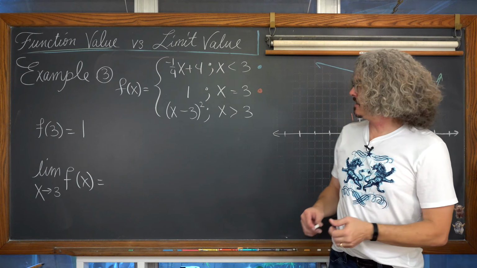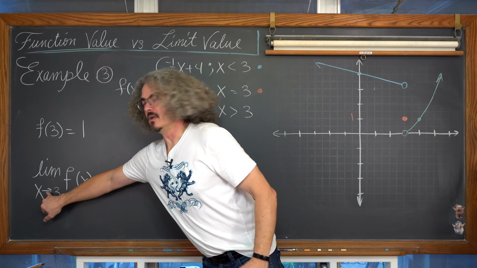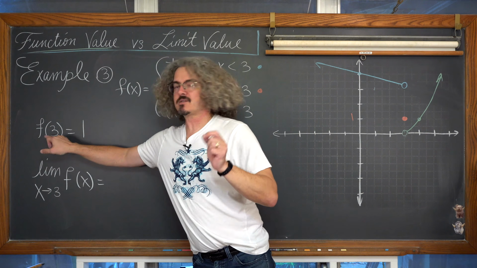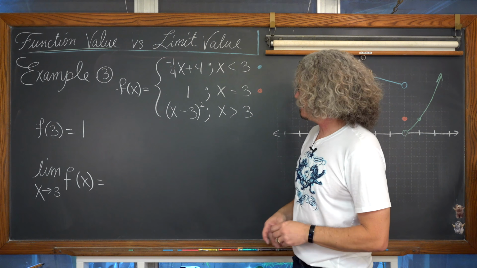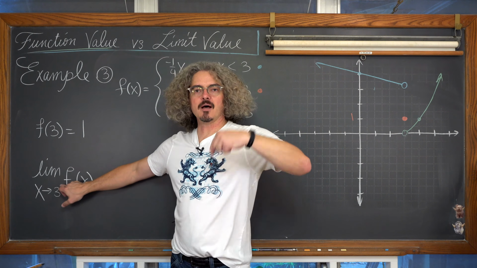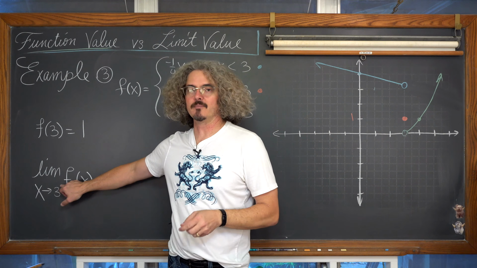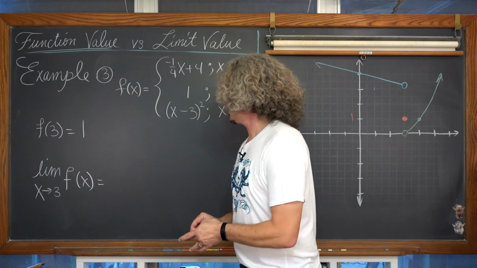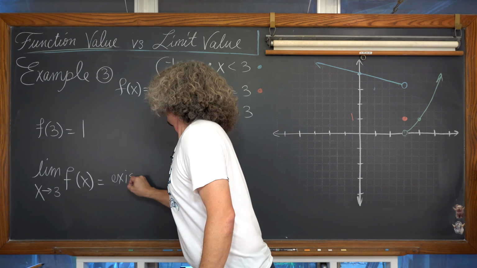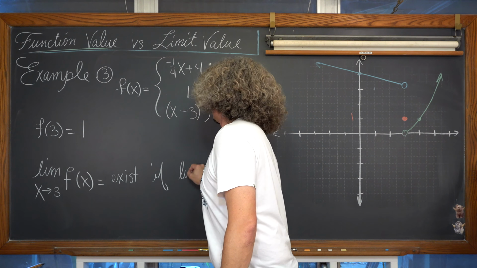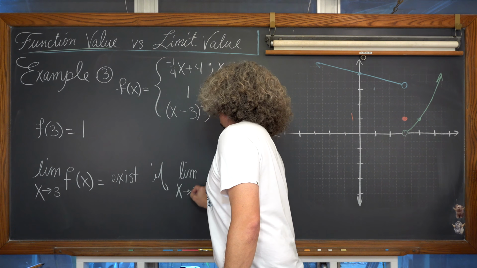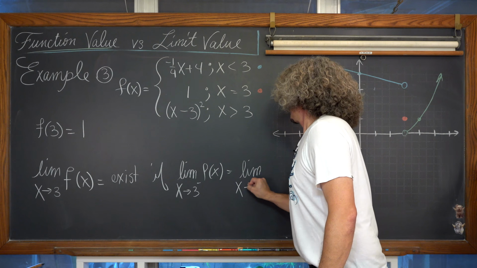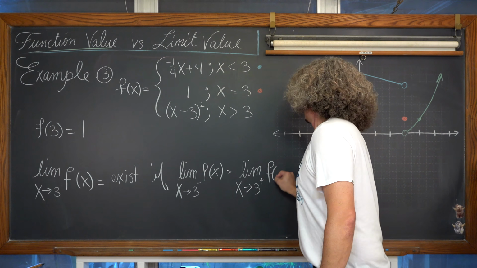Now, another thing is we're approaching. It's the limit as x approaches, with that arrow, 3, not exactly at 3. And this is with no indication of plus or minus in the upper right-hand corner of our 3. This is a two-sided limit. A two-sided limit will only exist if the limit as x approaches 3 from the left is equal to the limit as x approaches 3 from the right of f of x.